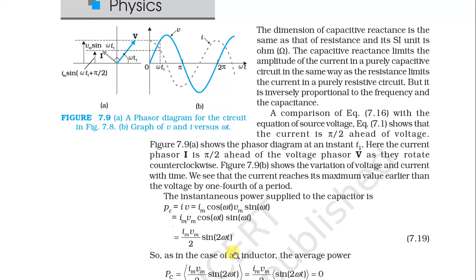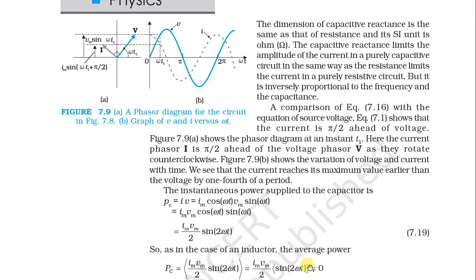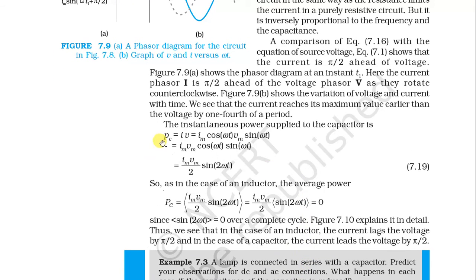As in the case of an inductor, for the average power, the power of the capacitor is P is equal to Im Vm by 2 sin 2 omega t. Now we average this over time, taking the integration. The average of sin 2 omega t is equal to 0 over the complete cycle. To explain in detail: in the case of an inductor, the current lags the voltage by pi by 2, and in the case of a capacitor, the current leads the voltage by pi by 2.